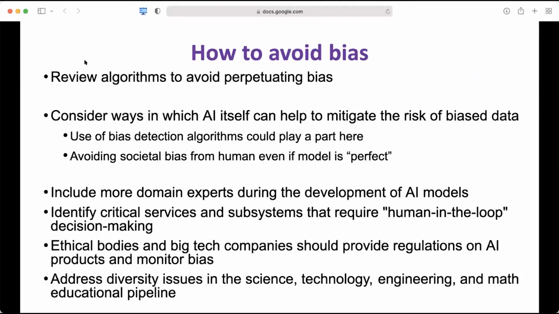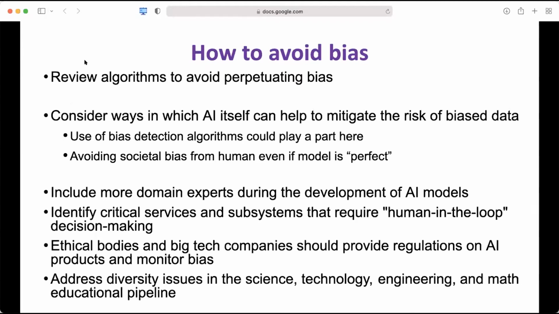All right, so how do we avoid this bias? There are several steps. One, which is fundamental, is to review the algorithms that you are actually going to use when you are developing these outputs. Because the algorithms, like we've said, do perpetuate the bias. There have been several considerations about the way you can mitigate bias in AI by developing inbuilt bias detection algorithms in your data sets. This is becoming quite common.